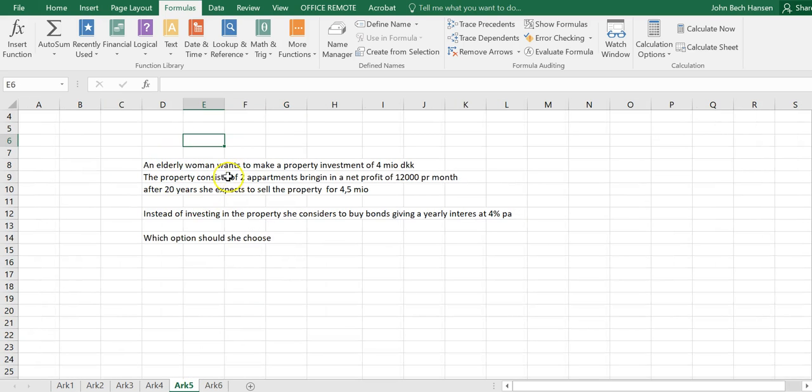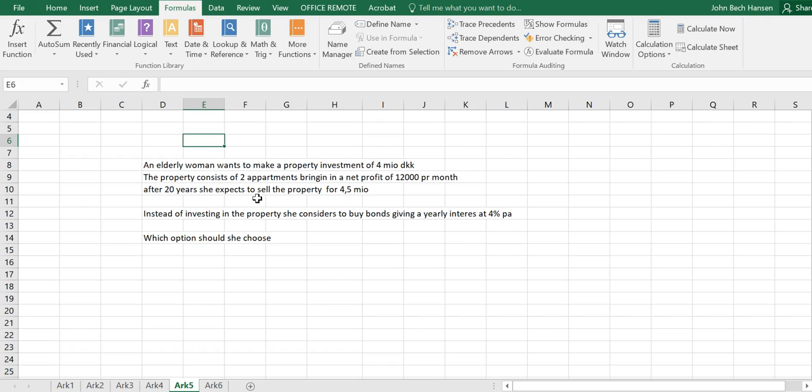We're talking about an elderly woman who wants to make a property investment of 5 million DKK. And the property consists of two apartments, bringing in a net profit of 12,000 per month. And even though it's an elderly woman, she says after 20 years, we expect to sell the property at a price of 4.5 million. Now, instead of investing in this property, she considers buying bonds giving a yearly interest of 4% per annum. So which option should she choose?